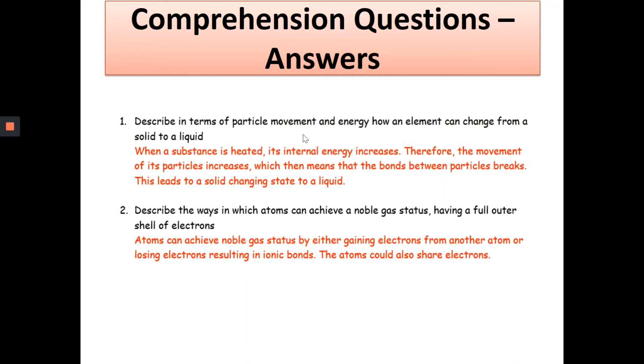Okay, so describe the ways in which the atoms can achieve a noble gas status, having a full outer shell of electrons. Atoms can achieve a noble gas status by either gaining electrons from another atom or losing electrons, resulting in ionic bonding. The atoms could also share electrons, but again, sharing refers to covalent bonds.